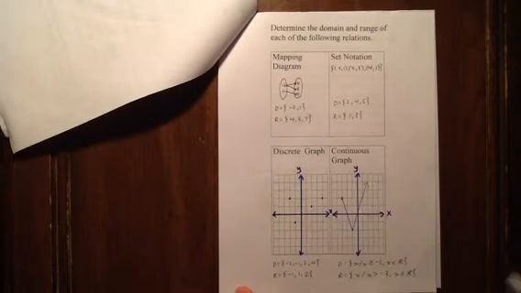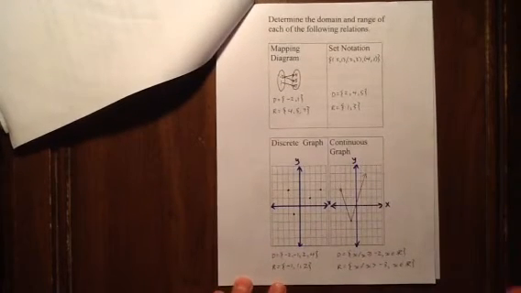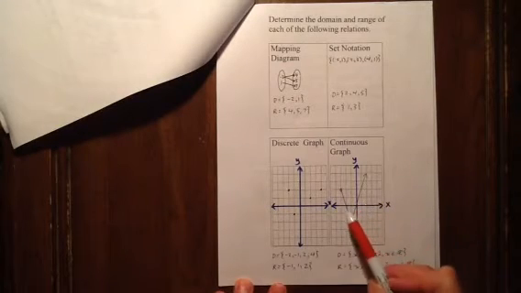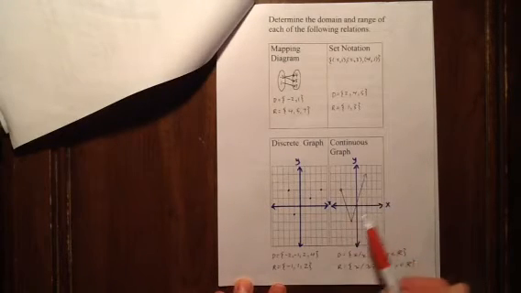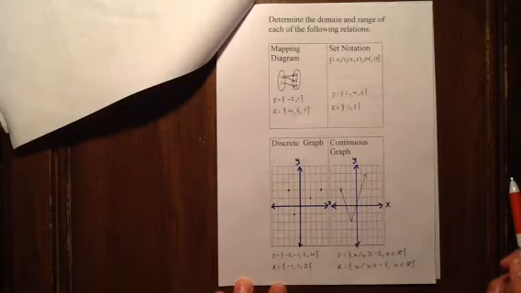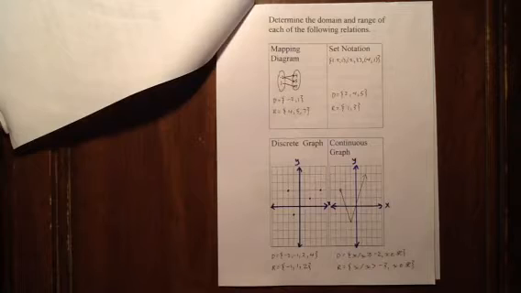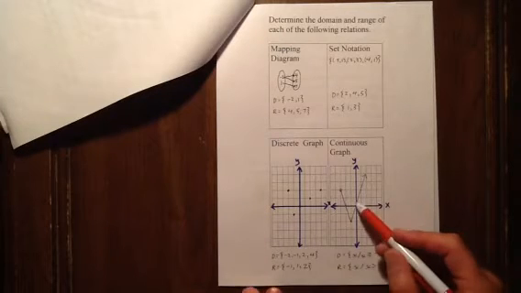Alright, now the next one here is a continuous graph. Well, we see that we have an infinite number of points here. We also have an infinite number of x values to express in our domain, and an infinite number of y values to express in our range. So let's ask ourselves, what is the lowest possible x value that can be obtained in this graph?